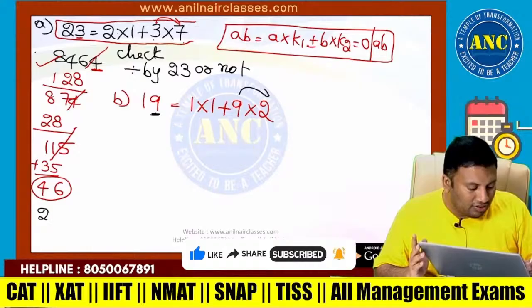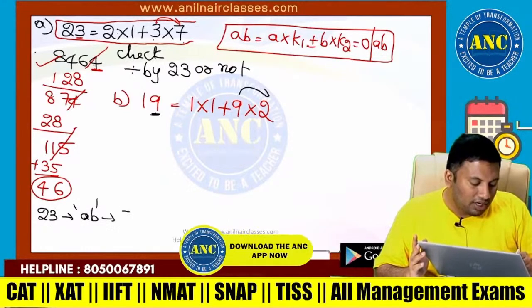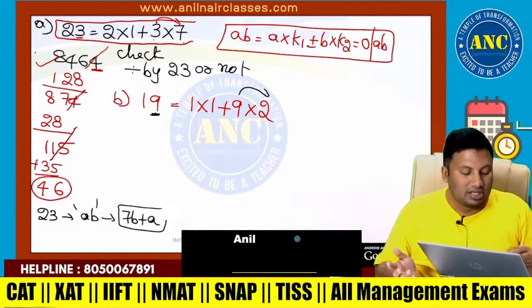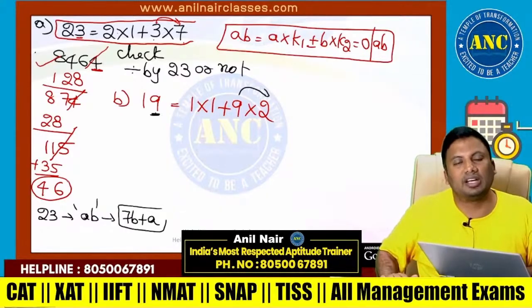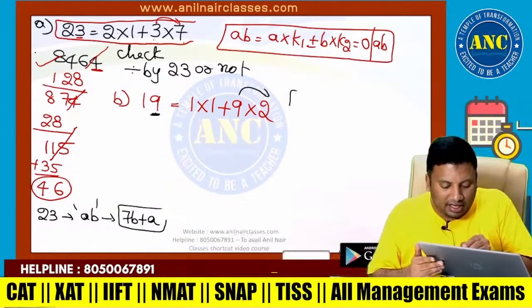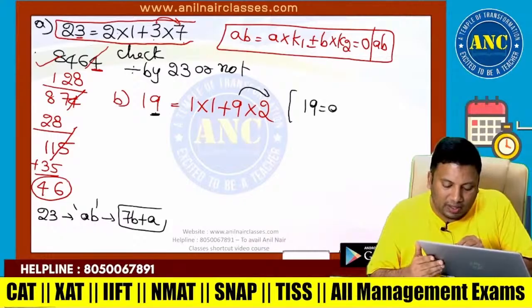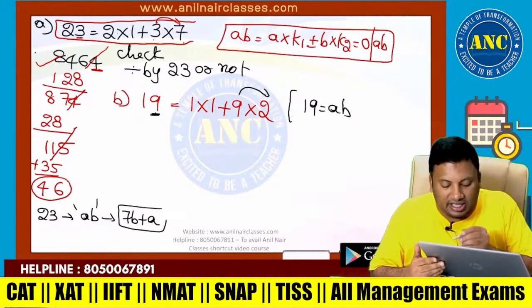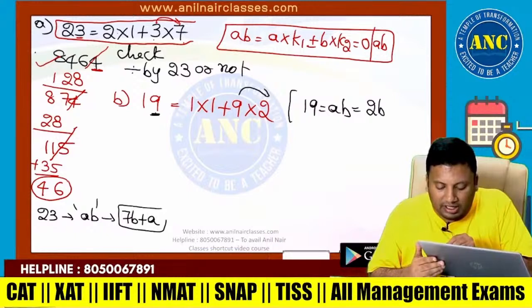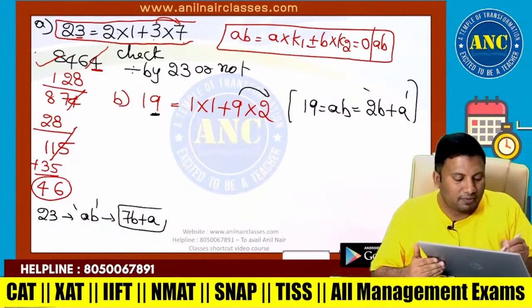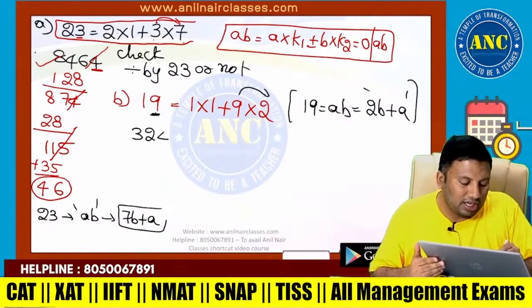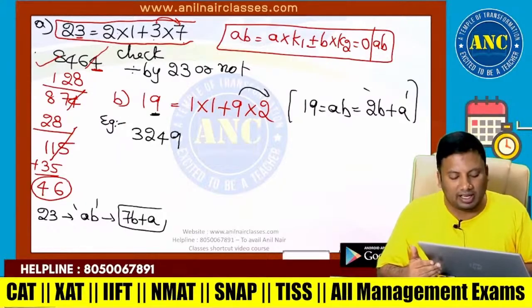Now 23. If 23 is a 2-digit number AB, what is the divisibility rule? 7B plus A. Are you all with me? 7 3s are 21, 21 plus 2 is 23. Here, if 19 is a 2-digit number, the unit digit is multiplied by 2. So the divisibility rule of 19 is 2B plus A. Suppose, for example, 3249 is there. Check whether it is divisible by 19.